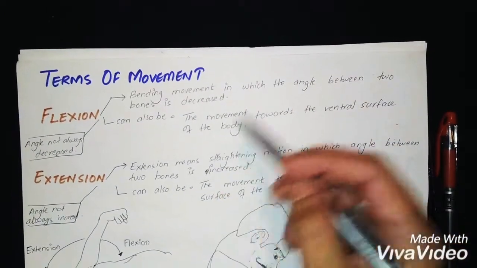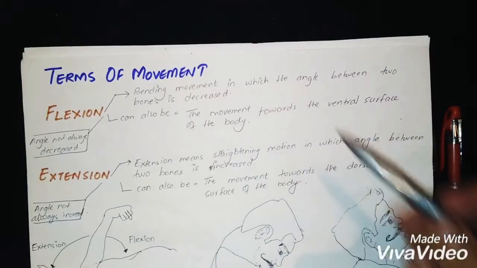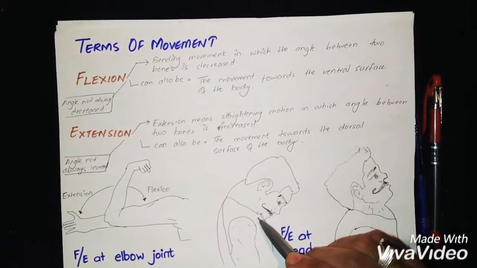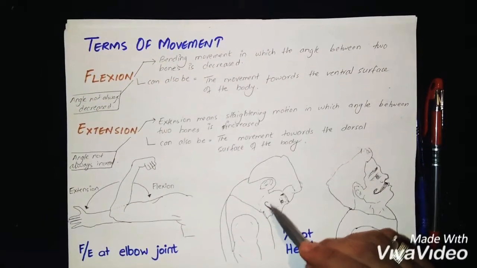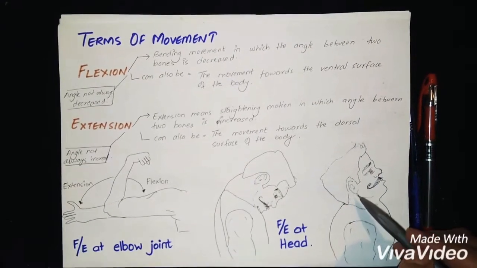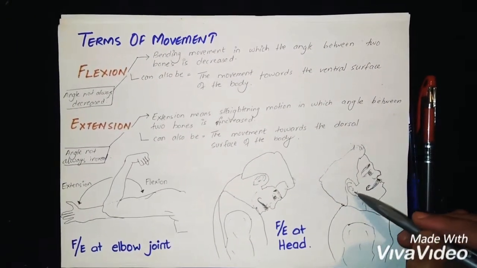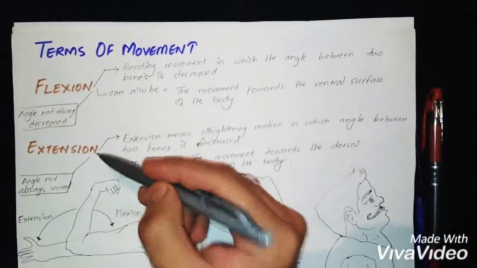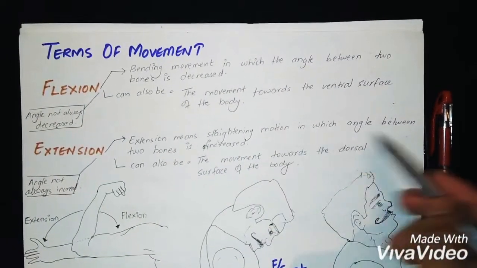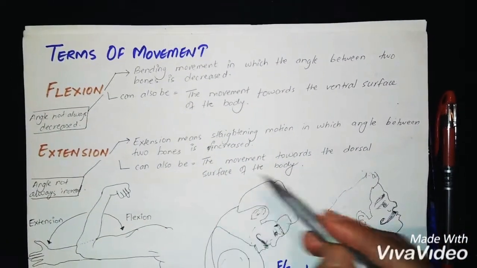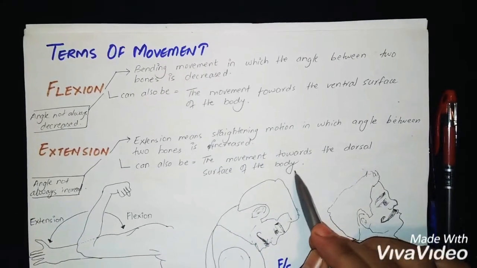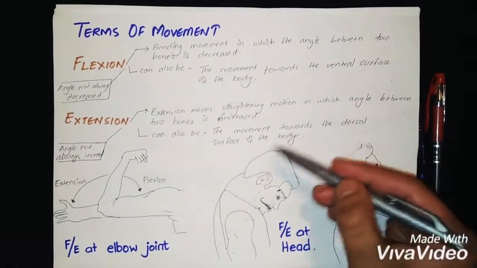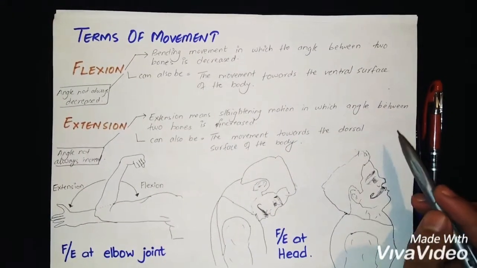surface of the body. But the angle does not always decrease, because in the flexion of the head, the angle between the thoracic bones and the cranial bones is decreased. And likewise, if we do extension of the head, there is also a decreased angle between the thoracic bones and the bones of the cranium. Extension means a straightening motion in which the angle between two bones is increased. It can also be known as the movement towards the dorsal surface of the body, or the movement towards the back of the body, but the angle is not always increased. So there is some difference in flexion and extension.